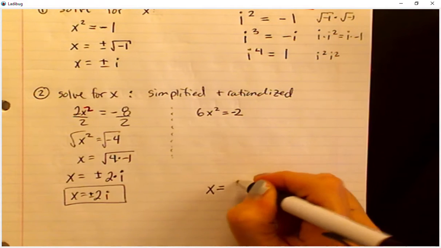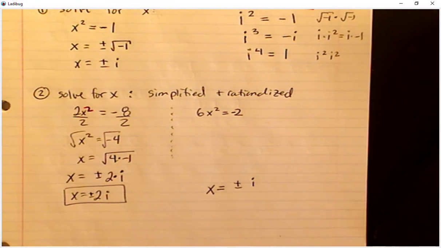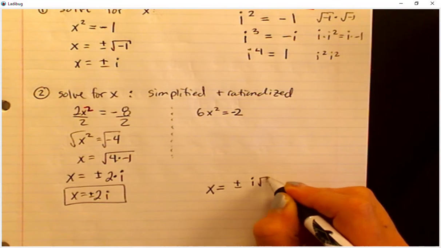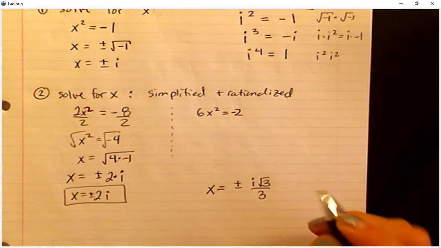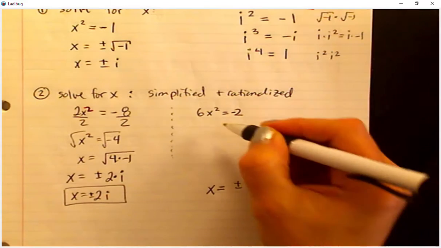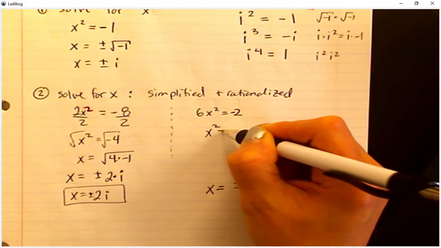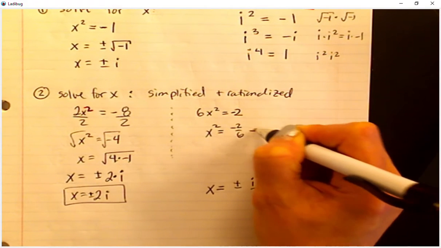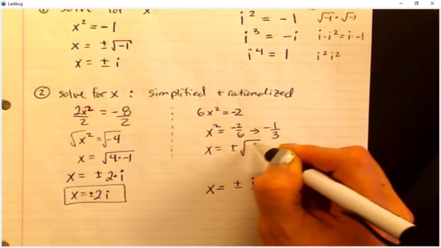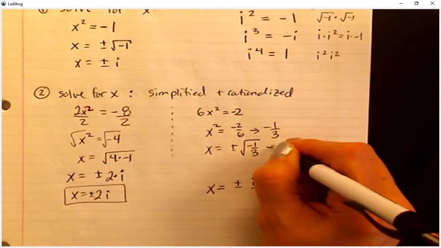Plus or minus i over 3 over 3. Say it again, make sure I heard it right. Plus or minus i square root of 3 over 3. Yes. Tell us how you got there. Well, I first divide by 6. Then I square root it to get plus or minus i square root of 1/3. Then since, hold on, you're talking too fast.